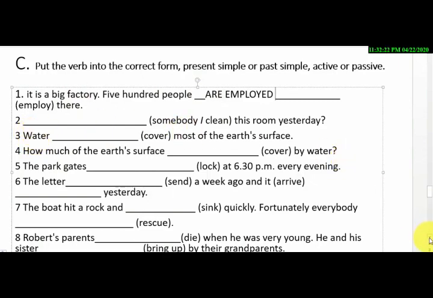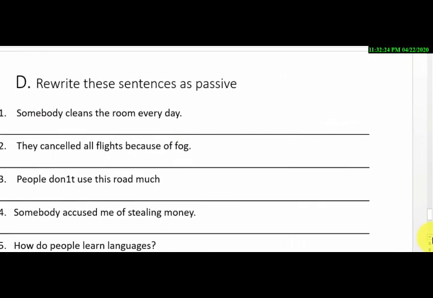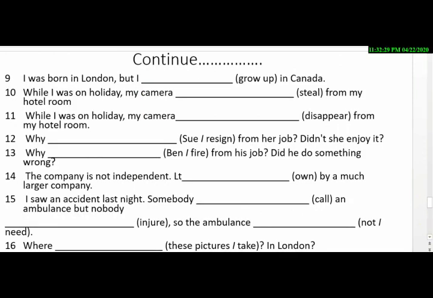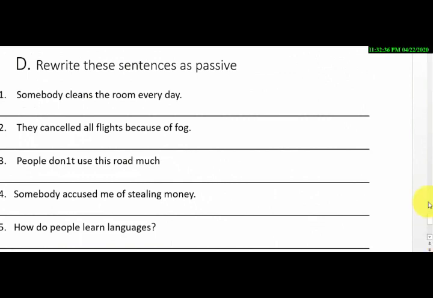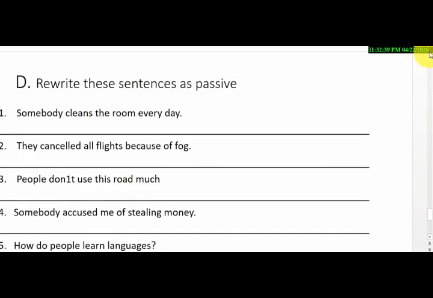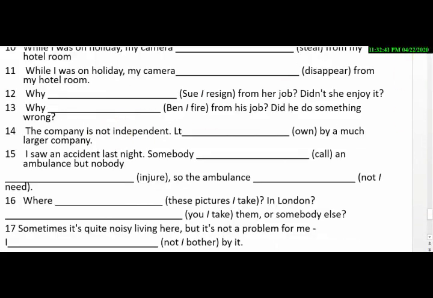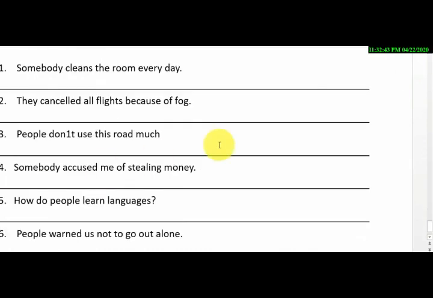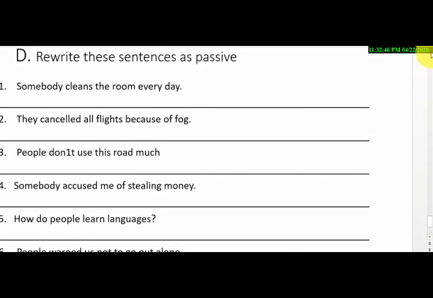Try to do the rest, God willing. The last part asks you to change or rewrite these sentences as passive sentences, in past perfect. I think you can do it, it's very easy.